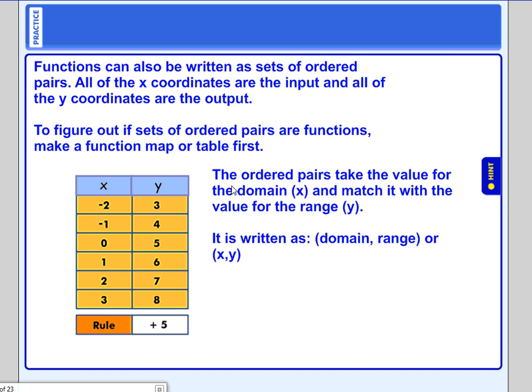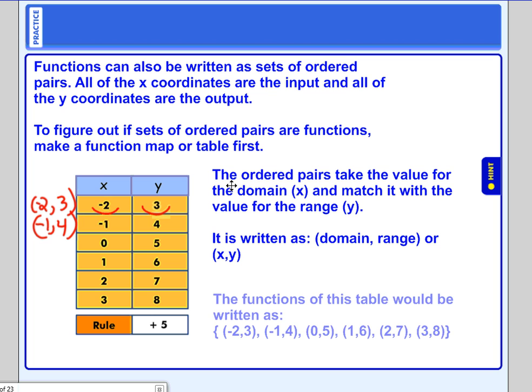So for example, here we have 2, and here we have 3. We would write that as (2, 3) or (-2, 3). The next one, we have (-1, 4). And we keep writing it like that. So written out completely, the functions of this table are written as, and there we have our little smiley face, parentheses, and then I have each function with the domain paired to the range for each of them.